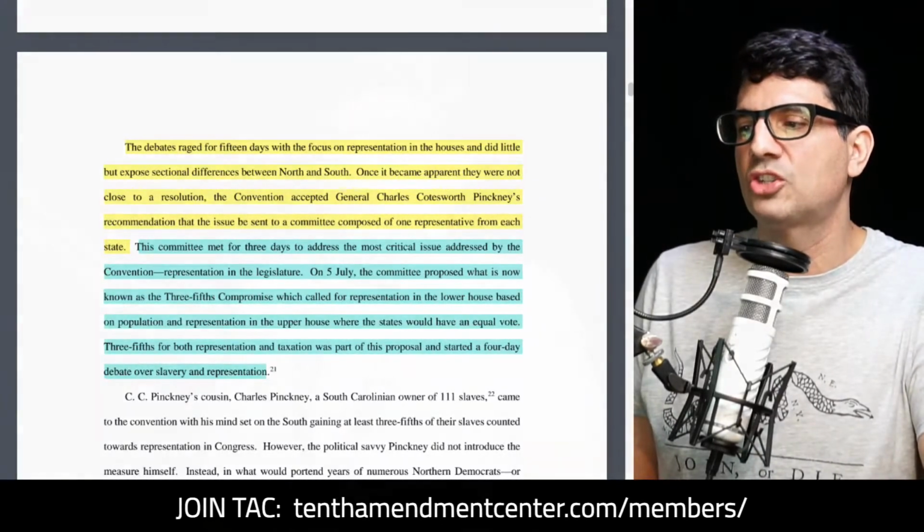We know, again, Charles Cotesworth Pinckney said, let's have this committee. And then his cousin, Charles Pinckney of South Carolina, who I think had 111 slaves, actually went to the convention. We know from his own statements and writing that he wanted a minimum. He definitely was on board. He's like, I'm going to fight for 3/5 or more.